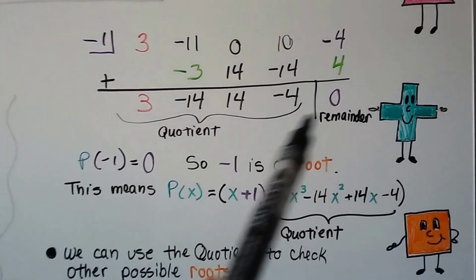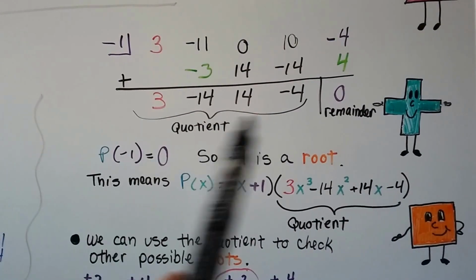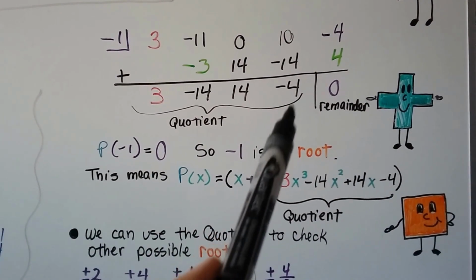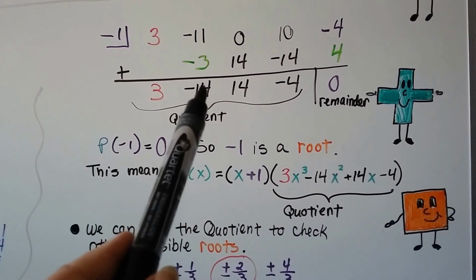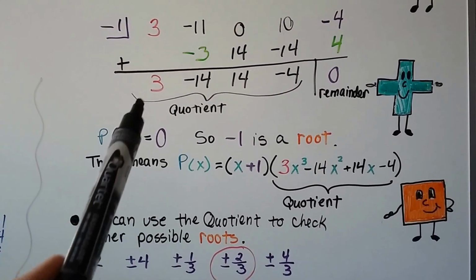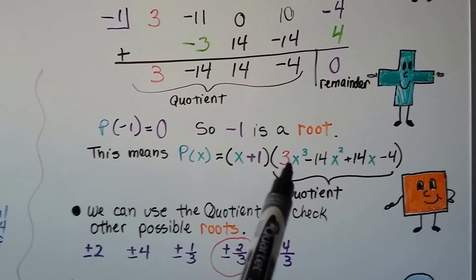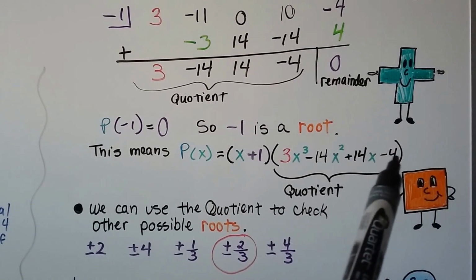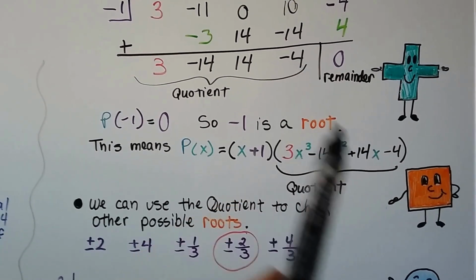So that's our remainder. This is our quotient. We can fill in our x values as this is the constant. This is x to the first power, x to the second power, x to the third power. So we know our quotient would be 3x to the third minus 14x squared plus 14x minus 4. See? Just remember the constants there.